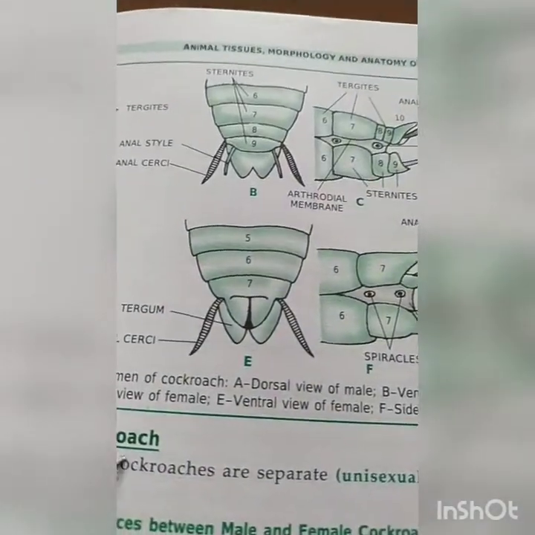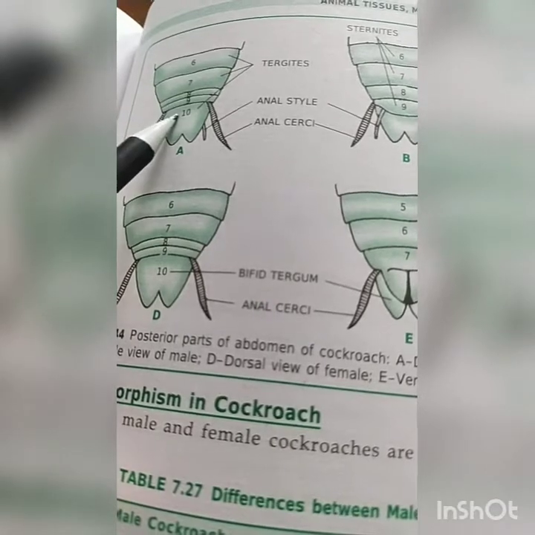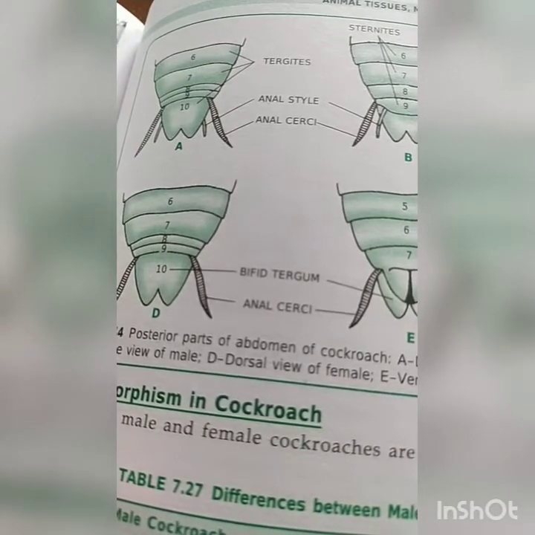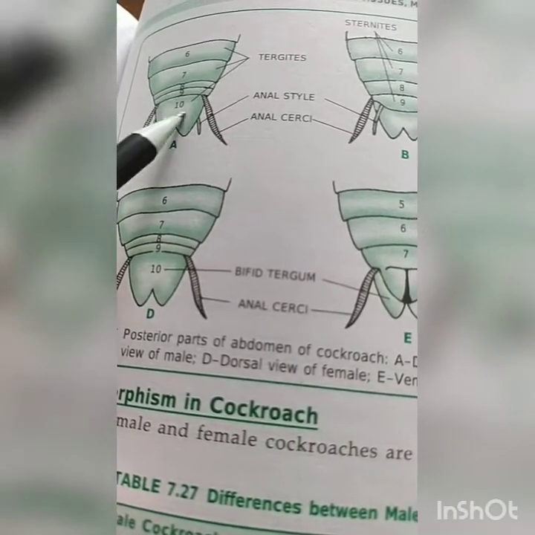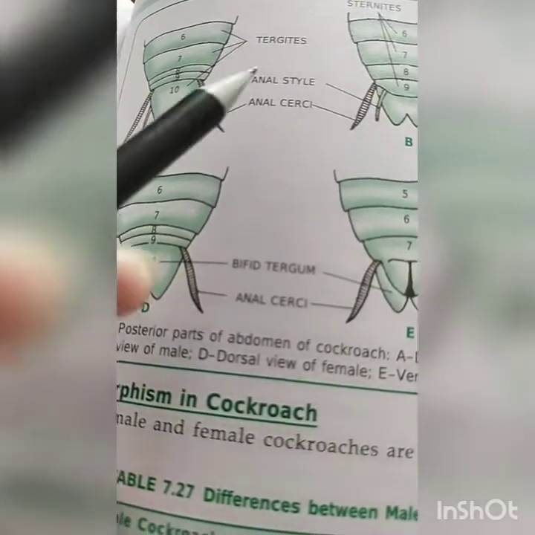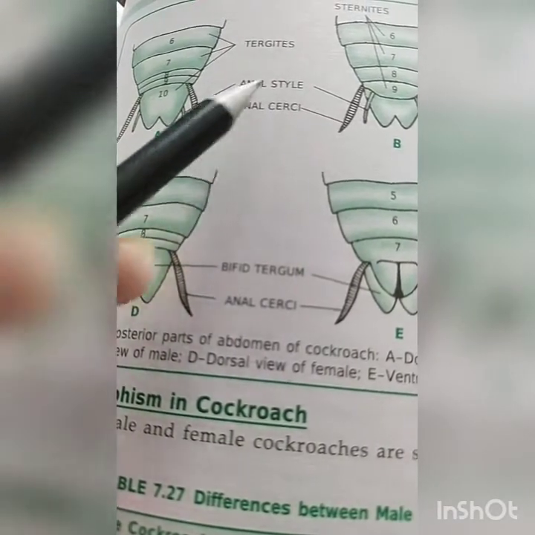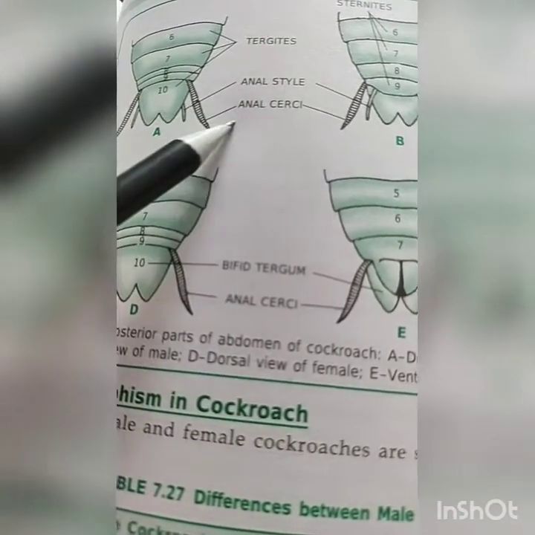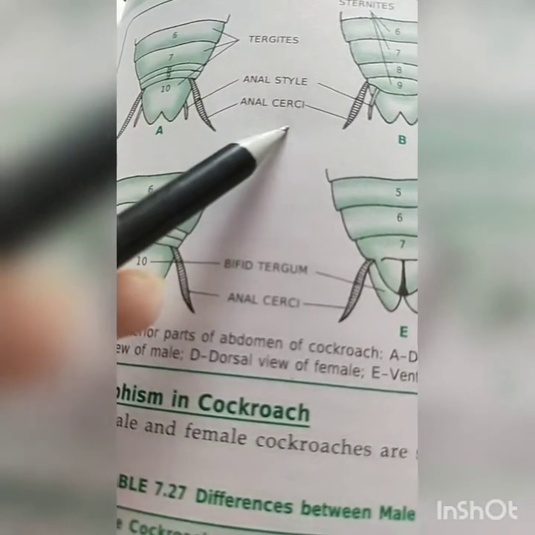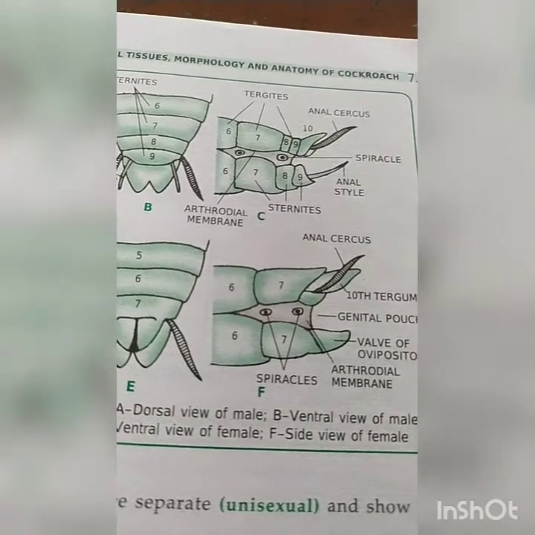Now here you can see the abdominal part of the cockroach. This is the 6th, 7th, 8th, 9th, 10th. Earlier I had only told you till the 7th because the 8th, 9th, and 10th are somewhat at the ventral side of the cockroach. The 10th one contains the anal style and anal cerci. The 10th one is also important.